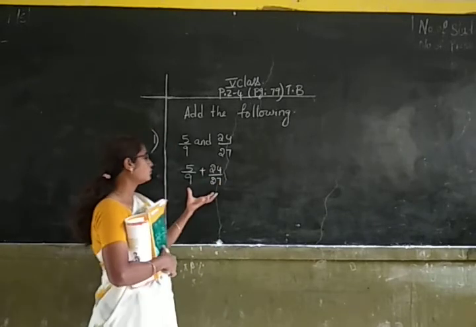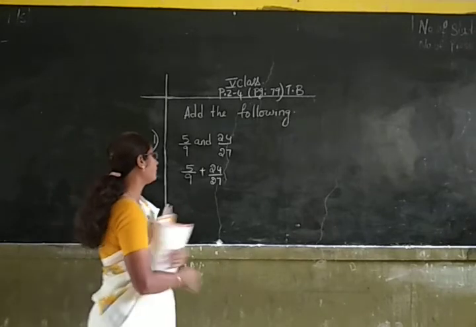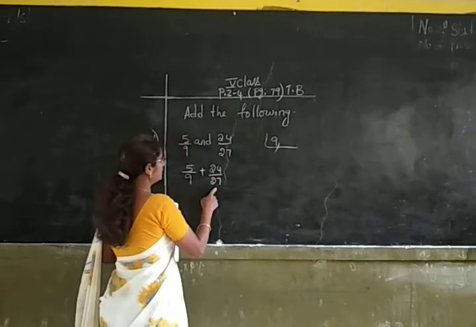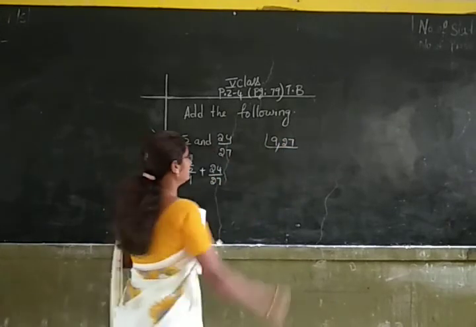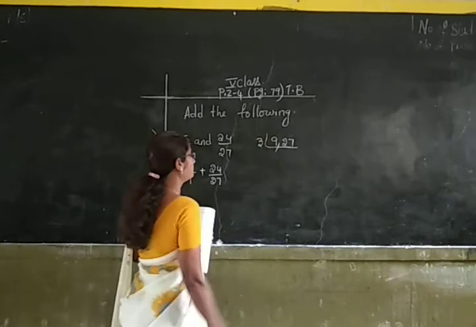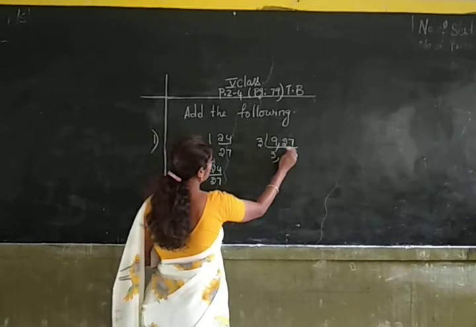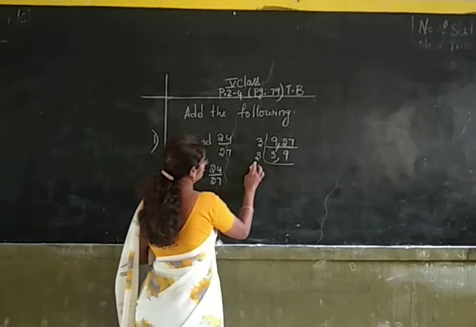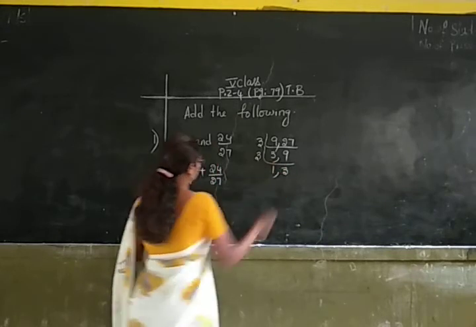So first you have to make the denominator same. So for that, let us find out the LCM of 9 and 27. Let us take 3 table. 3 goes in 9 how many times? 3 times. 3 goes in 27 9 times. 3 goes in 3 1 time. 3 goes in 9 3 times.